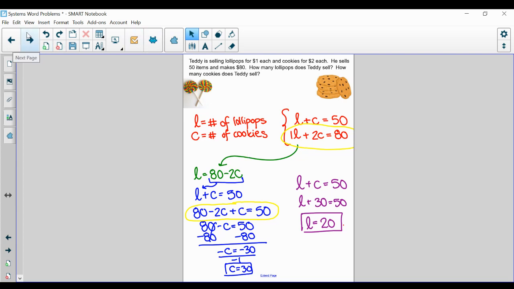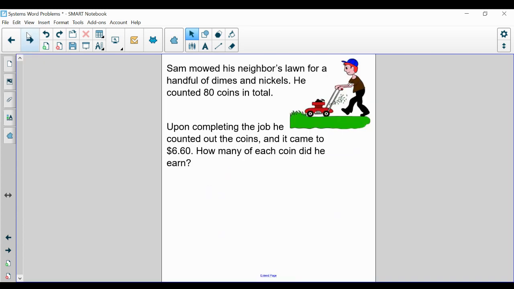All right, we're going to try one more problem together. I want to do this last problem together because there's a couple different ways of solving it. And again, I want to show you what I think might be most efficient. It says Sam mowed his neighbor's lawn for a handful of dimes and nickels. He counted 80 coins in total. Upon completing the job, he counted out the coins and it came to $6.60. How many of each coin did he earn?